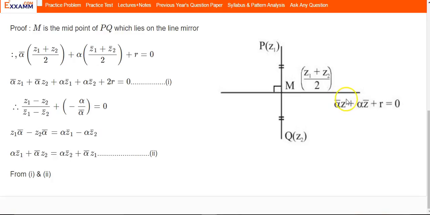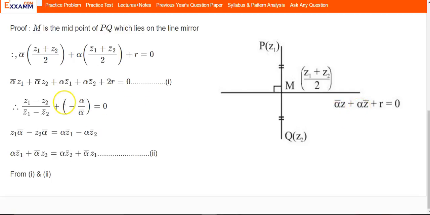this particular line. Now what is the complex slope of this line? It is z1 minus z2 upon z1 bar minus z2 bar. And what is the complex slope of this line? It is, as per the formula, minus alpha upon alpha bar.